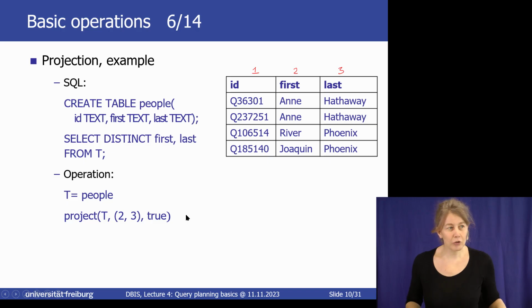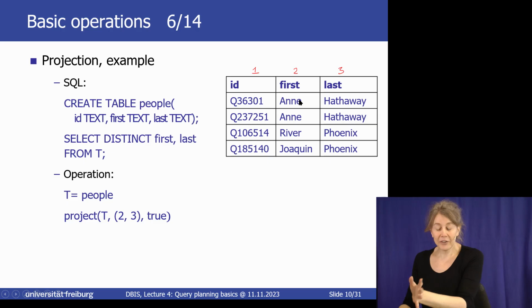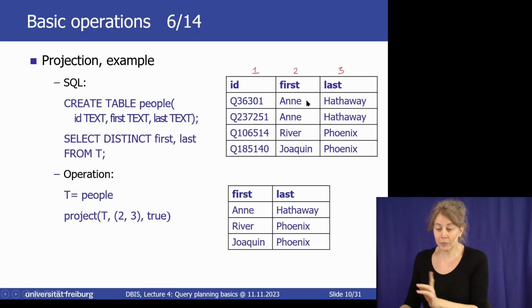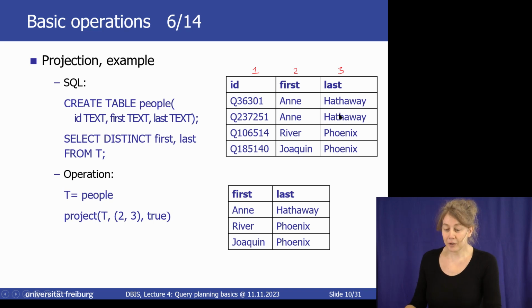How many rows and how many columns? 3 rows, 2 columns. Why 3 rows and not 4? Because it's distinct. The first 2 rows are the same, so they... Yes, the first 2 rows are the same. So this is why you have the distinct here. Here they are not the same, right? But by selecting only certain subcolumns, only first and last, the 2 Anne Hathaways now become the same. So 2, 3, it's just these 2, and so simple to understand.